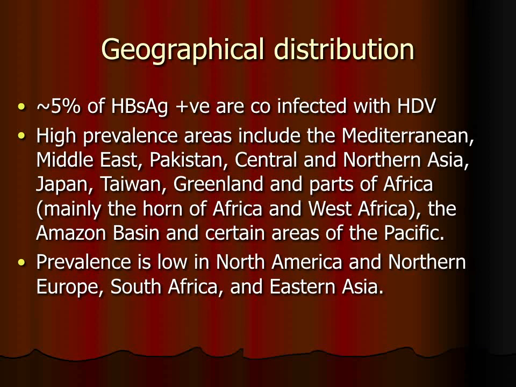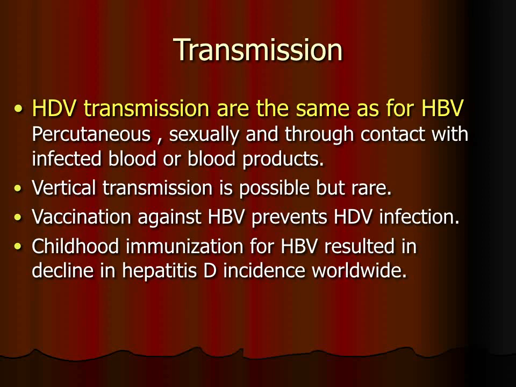Therefore, the mode of transmission of hepatitis D virus is the same as hepatitis B virus: percutaneous transmission, sexual transmission through contact with infected blood or blood products. Vertical transmission is possible but rare. Vaccination against hepatitis B virus prevents hepatitis D virus infection. Childhood immunization program for hepatitis B virus resulted in decline in hepatitis D incidence worldwide.